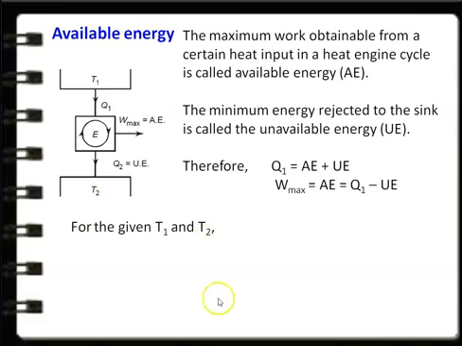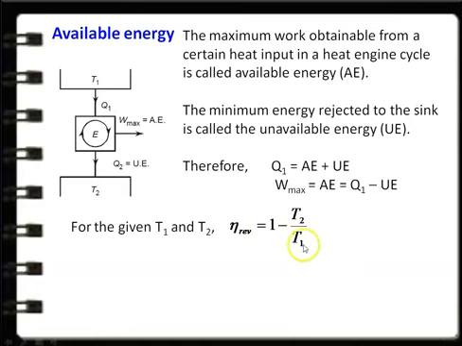For given temperatures T1 and T2, eta equals 1 minus T2 by T1. T1 is the temperature of the source and T2 is the temperature of the sink. Now look at this equation. For the efficiency of the reversible cycle, we are interested in improving the efficiency. We want to achieve the maximum efficiency.